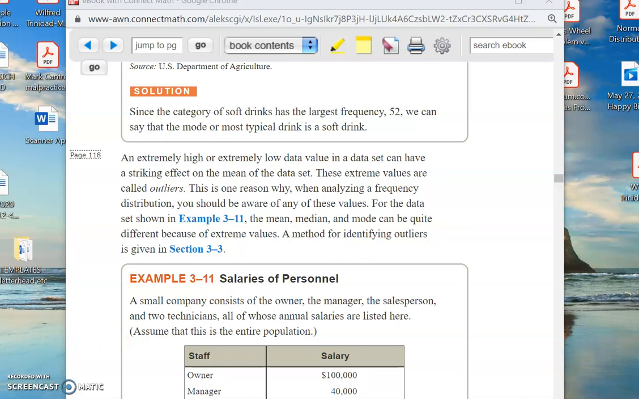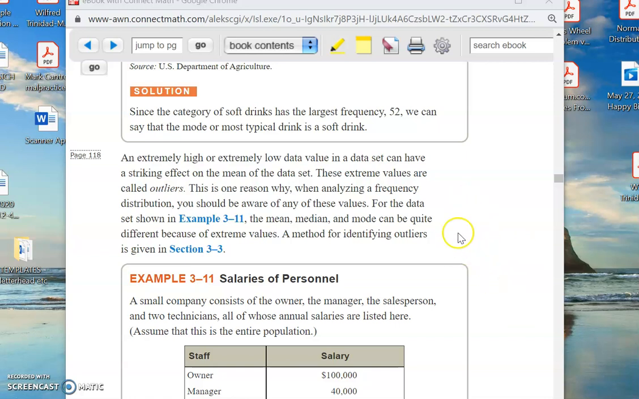Mark Zuckerberg walks into the room. It has a huge effect, so it can make things meaningless. We call those outliers. When we talk about outliers, we're talking about data values that are so different from everybody else. We think, do we really want to include that? Do you really want to include Bill Gates or Mark Zuckerberg when we're trying to figure out the average wealth of a student? That doesn't make any sense, right?